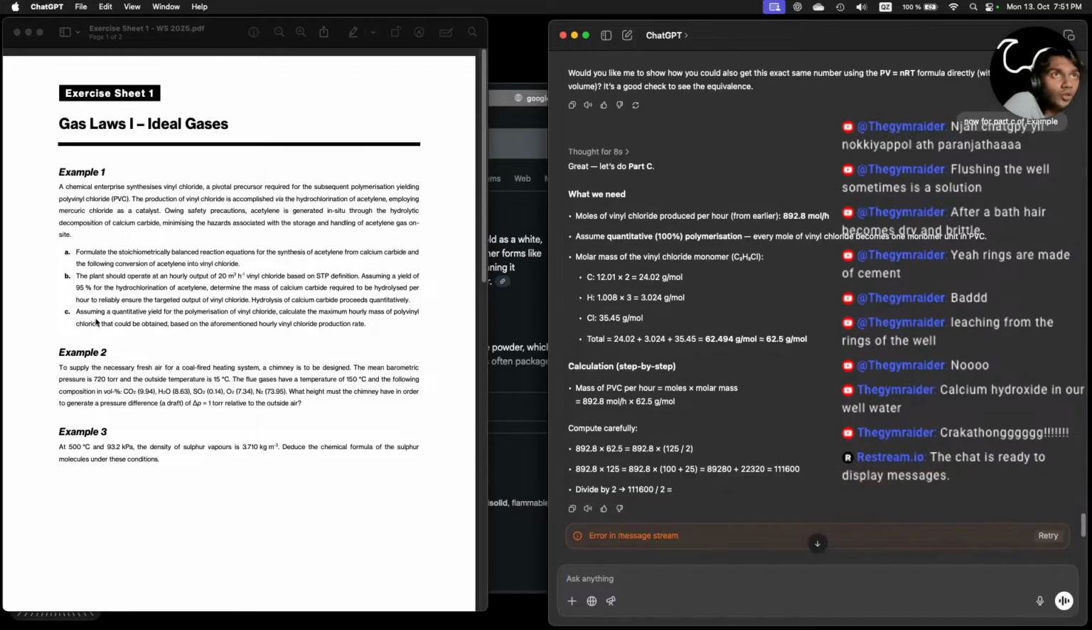What's the question? Assuming a quantitative yield for polymerization of vinyl chloride, calculate the maximum hourly mass of polyvinyl chloride that could be obtained based on the aforementioned hourly vinyl chloride production. Wait. Polymerization, calculate the maximum hourly mass of polyvinyl chloride that can be obtained. I think it's the same, right? I don't know.